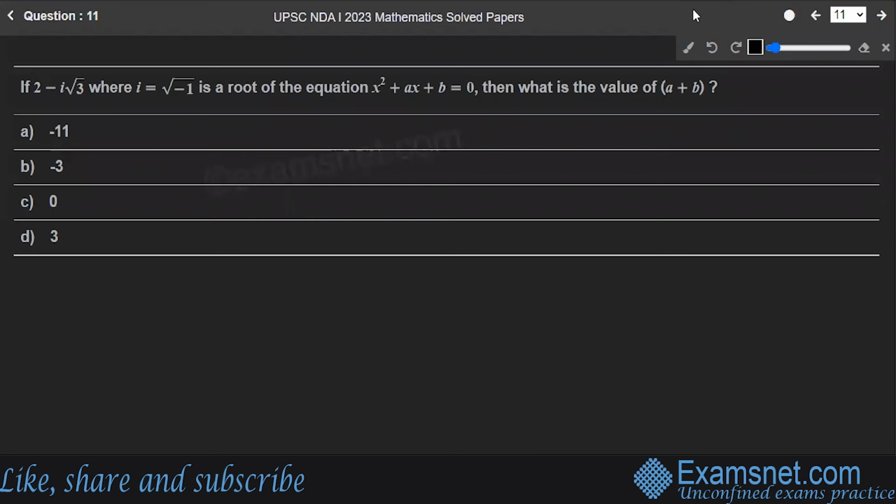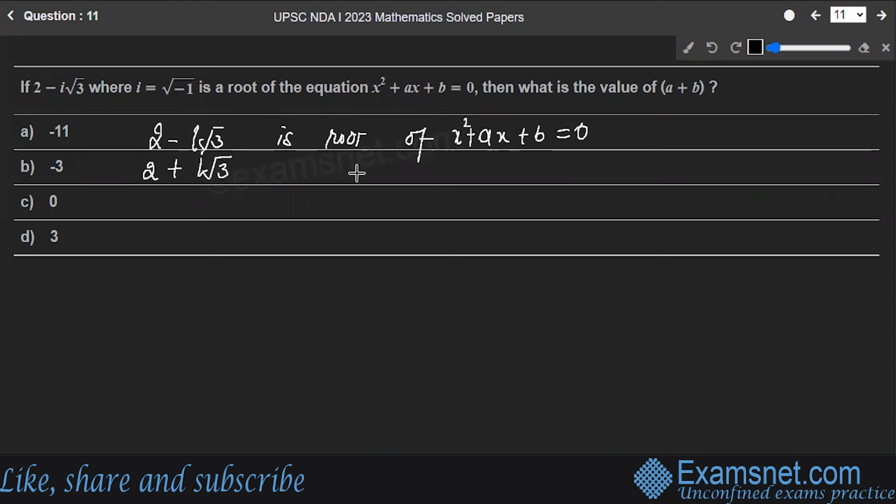Question number 11. If 2 minus iota root 3, where iota is equal to root of minus 1, is a root of this equation, then what is the value of a and b? Basically, in the question, you have to find out a and b and then we will simply add them. So if 2 minus iota root 3 is a root of this equation x square plus ax plus b is equal to 0, then another root will be 2 plus this.